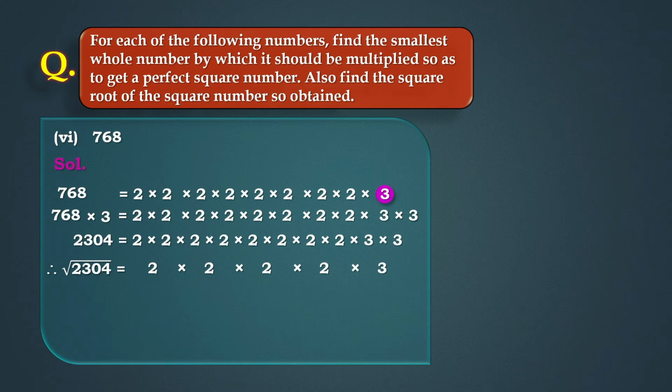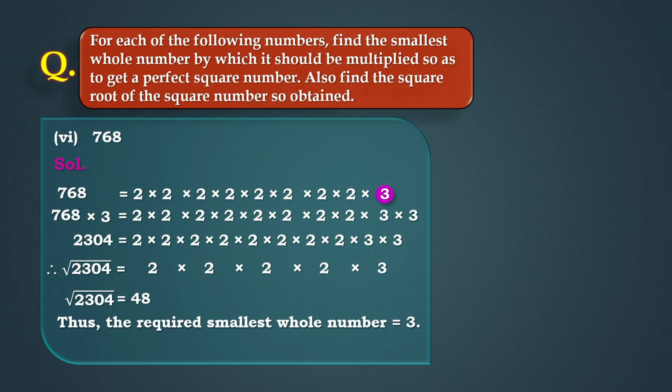Now, multiply step by step. 2 multiplied by 2 is 4. 4 multiplied by 2 is 8. 8 multiplied by 2 is 16. 16 multiplied by 3 is 48. Therefore, the smallest number required is 3. And the square root of the new number is 48. Keep practicing such problems to become confident in identifying perfect squares quickly.